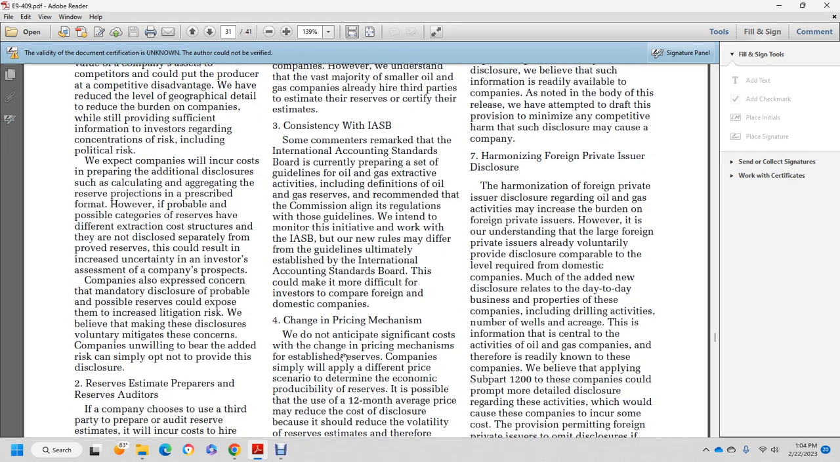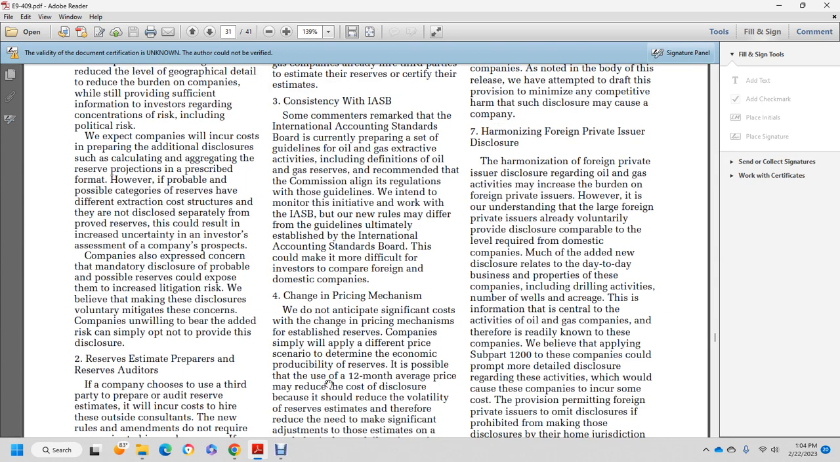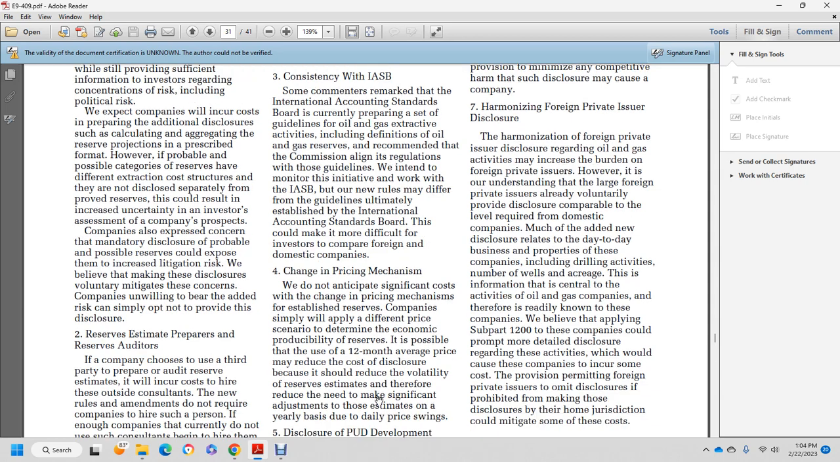4. Changing the price mechanism. We do not anticipate significant costs in changing the price mechanism used to estimate the company's reserves. Simply using a different price scenario to determine the economic producibility of reserves, such as a 12-month average price, may reduce the cost of disclosure because it should reduce the volatility of the reserve estimates, and therefore reduce the need to make significant yearly adjustments to the estimates due to daily price swings.